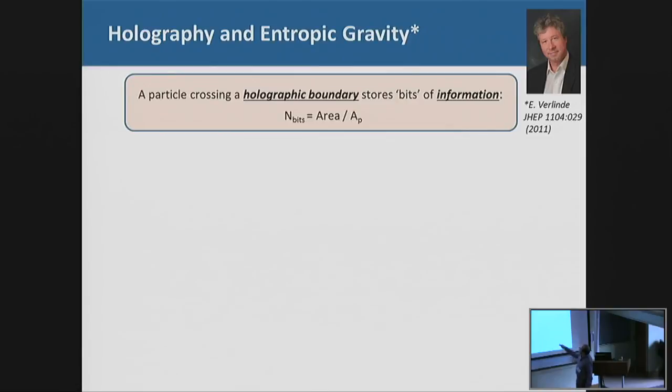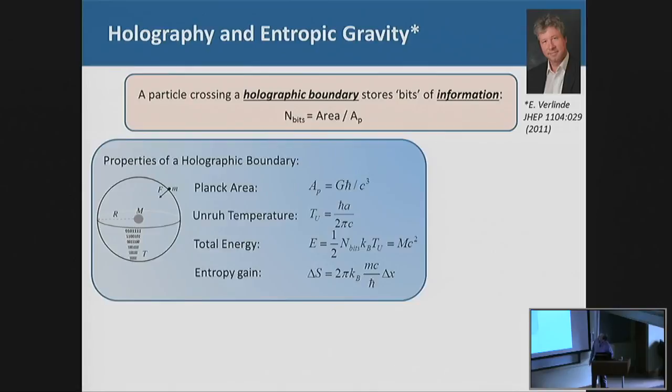And so the number of bits that it stores is proportional to its area divided by some area scale, which in the case of gravitational physics is the Planck length scale. Now, if you put this together with a few other things, Planck area is given by the gravitational constant G. Add in the Unruh effect, that the local acceleration, say on a horizon of a black hole or across any kind of holographic boundary, is proportional to its acceleration divided by the speed of light.